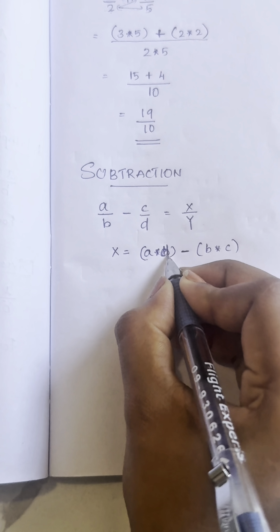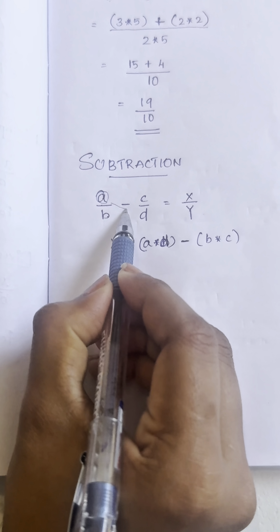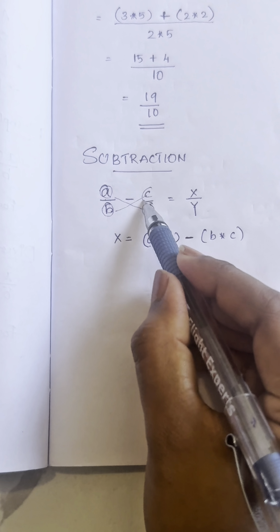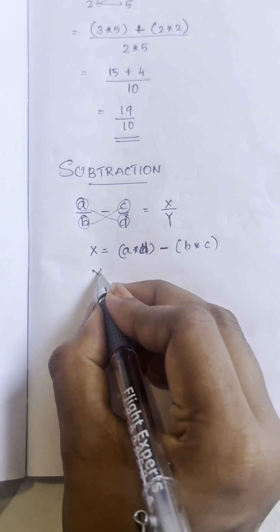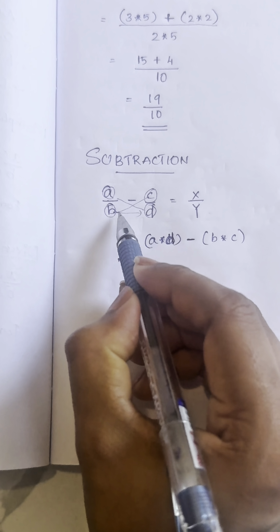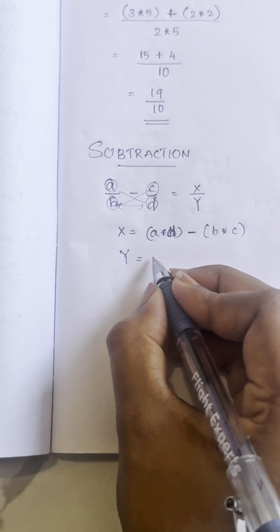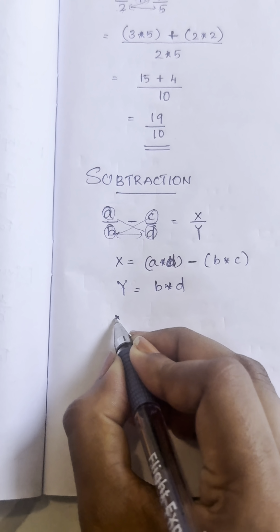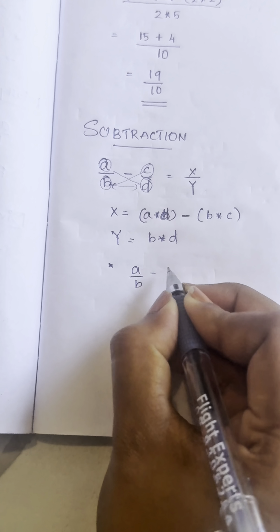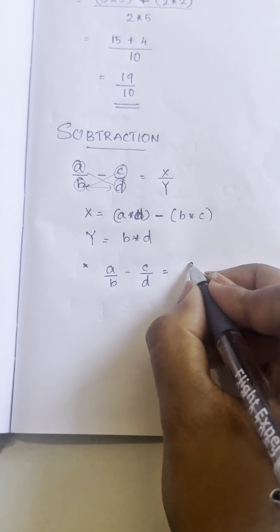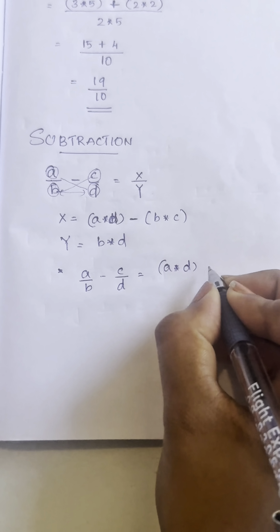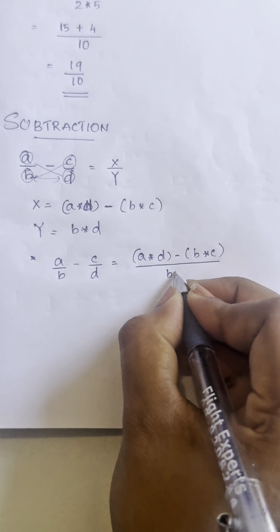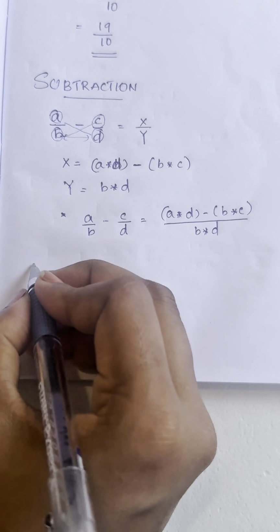Oh, sorry, it's d actually. It's a multiplied by the numerator of the first into the denominator of the second, and the denominator of the first into the numerator of the second. Sorry, my mistake. And y, the denominator, will be b multiplied with d. The two denominators being multiplied together, b into d. So our resulting fraction will be a by b minus c by d equal to a into d minus b into c, whole divided by b into d. That will be our resulting fraction.